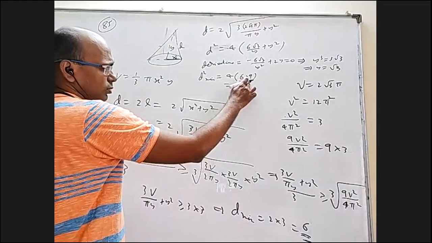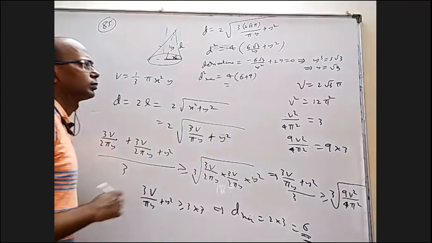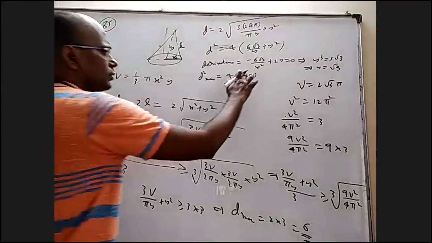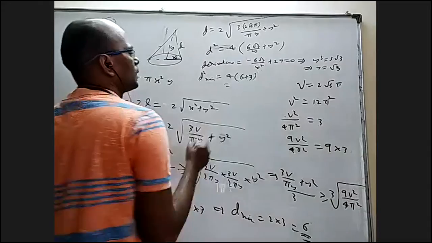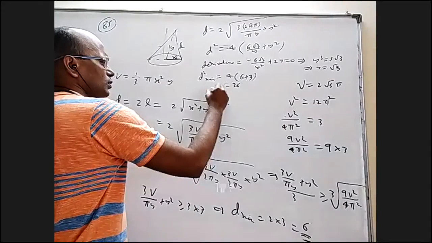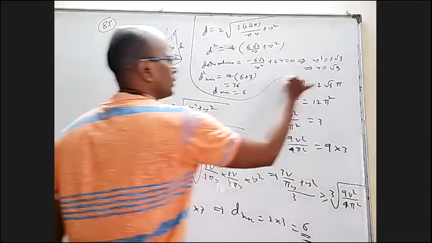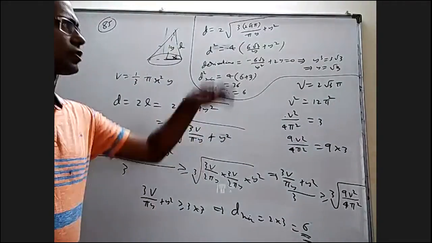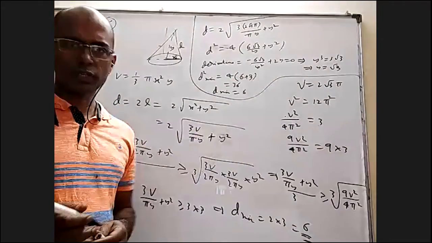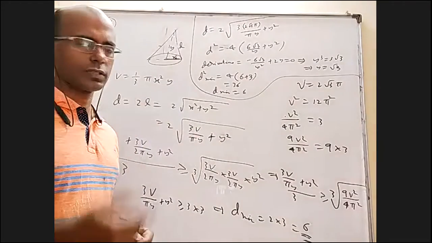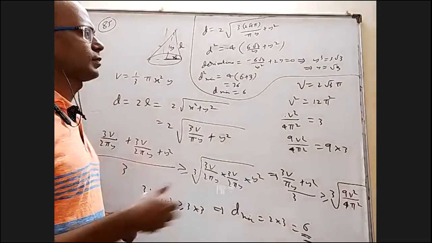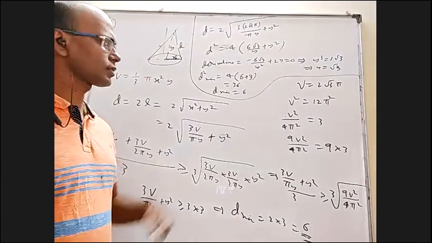4 into, this is 3 only. 4 into 9, 36. So d minimum will be 6. One may say first derivative is 0, it can be minimum or maximum. I'm sure you can look for the second derivative or the sign change, that the derivative changes from minus to plus, decreases and increases.